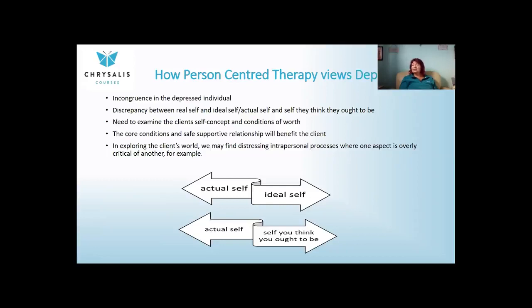Maybe they put pressure on themselves to be this ideal person. The actual self and the self they think they ought to be, usually based on other people's views and beliefs. Maybe they had a lot of pressure put on them in their younger years and learned they weren't good enough. So they're always trying to be more than they are or live up to other people's expectations rather than be true to themselves.